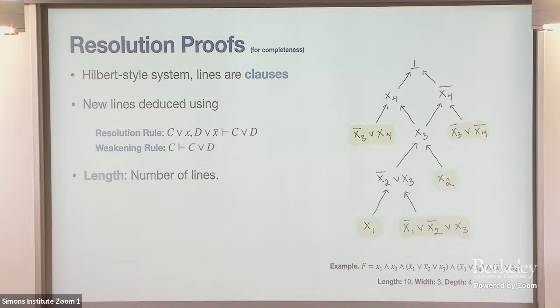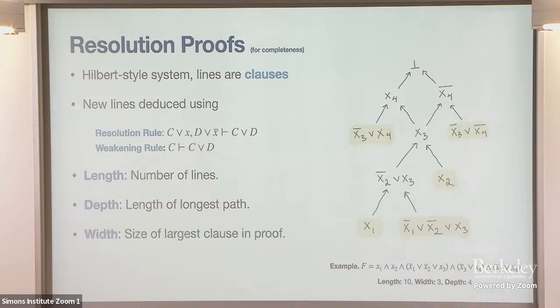The length of the proof is the number of lines in it. The depth of the proof is the length of the longest path if I draw the proof out like a DAG. So here the depth would be 4, I guess. 1, 2, 3, 4. The width of a proof is the size of the largest clause that appears in it. So here it would be 3, because we have this clause right here that has size 3.